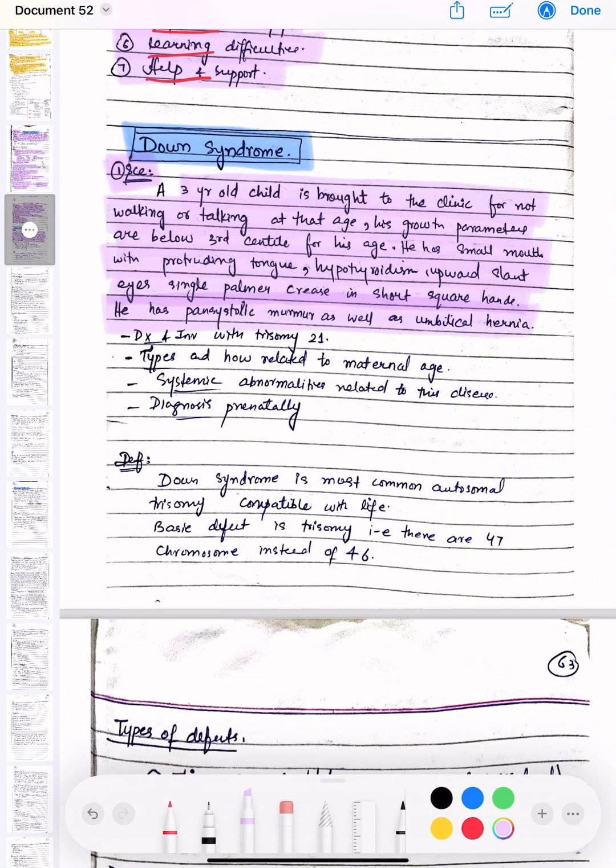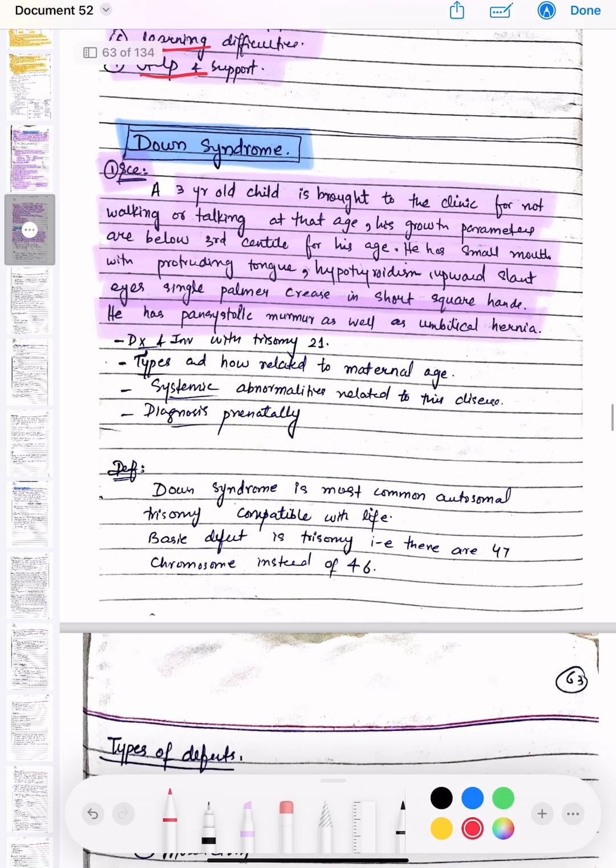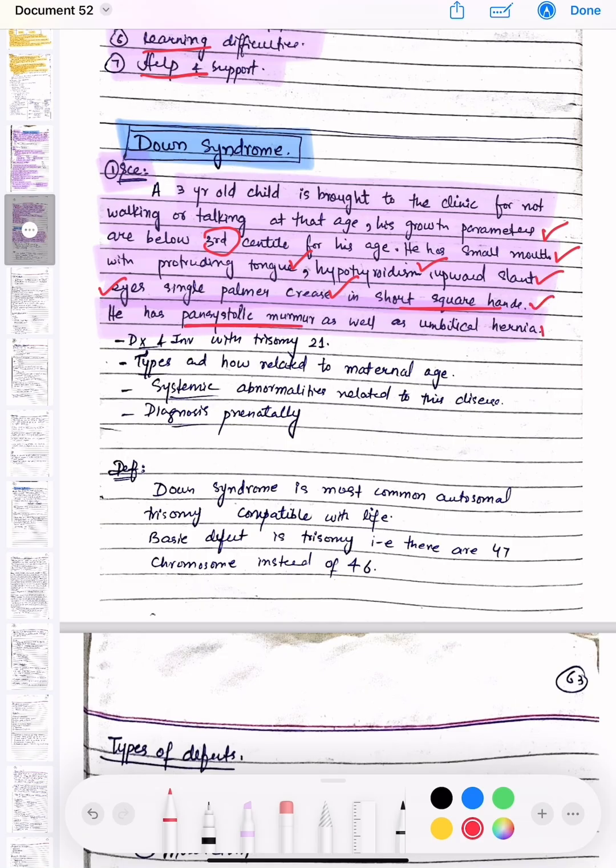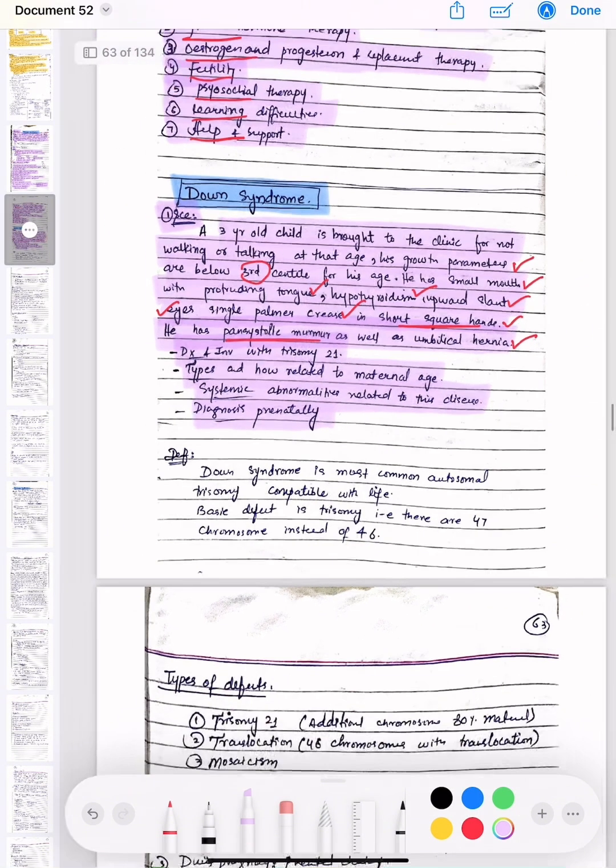So we have some diagnostic points of Down syndrome: the growth parameters are small compared to normal, below the third centile, and he has a small mouth and protruding tongue, hypothyroidism is present, upward slanting eyes are present, and a single palmar crease is present in short square hands. He has a pansystolic murmur as well as an umbilical hernia. So what is the diagnosis, and the investigations with trisomy 21? What types, and how is it related to maternal age? What are the systemic abnormalities related to this disease, and what are the prenatal diagnoses?